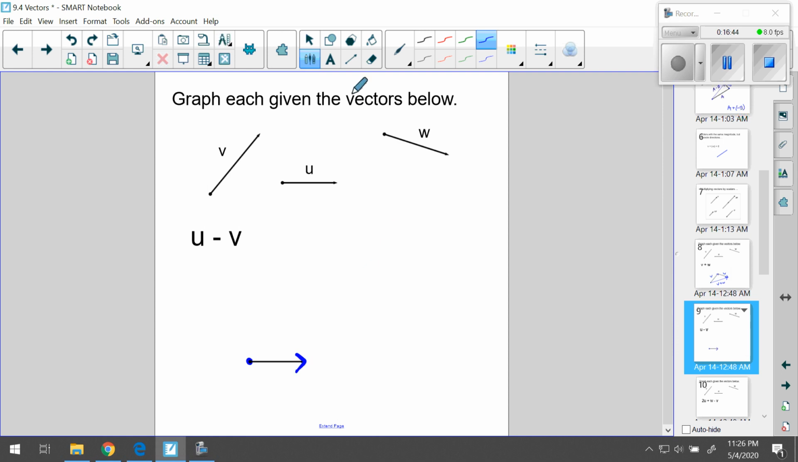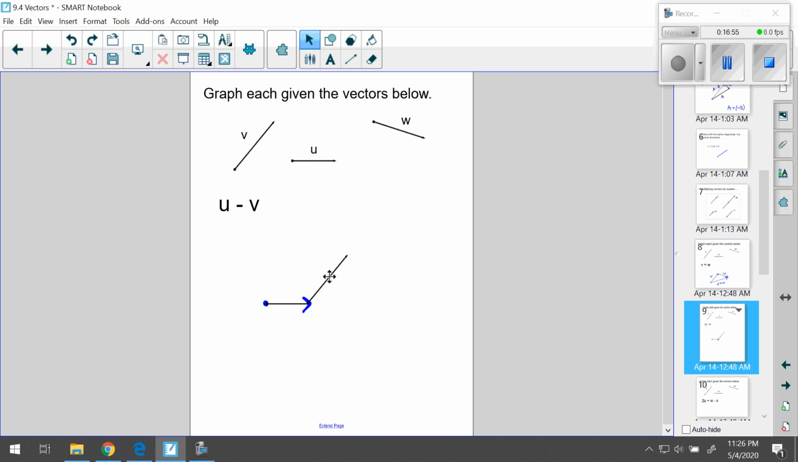And then we're going to subtract v. So if I were adding v, I would just pick up where I left off and head in the direction of v. But since I'm subtracting v, that means we want to go in the opposite direction. Instead of pointing to the upper right, we're going to point to the lower left. And so I want my arrow to show that as well. And so that's going to take us this direction. And then our u minus v again is start back at your original starting point and then head towards where we ended.